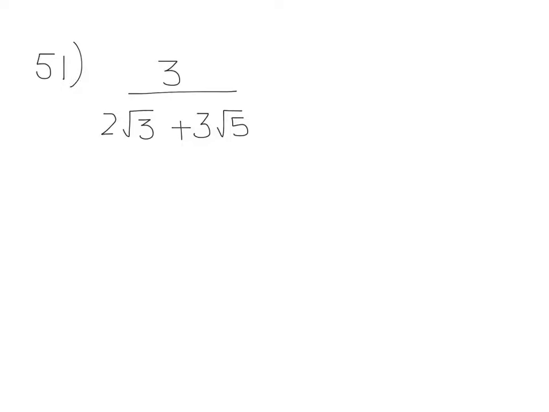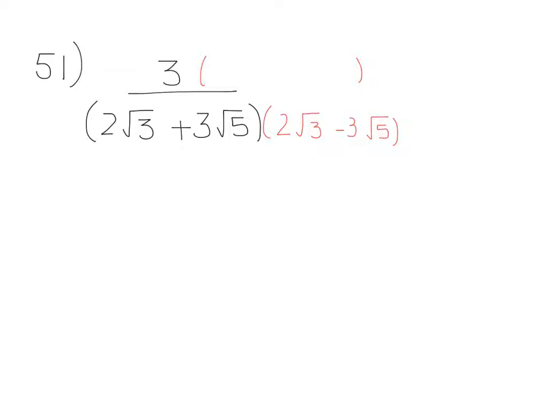This is number 51 in our Chapter 5 review, where we're asked to rationalize the denominator and simplify. When we have a denominator that has radicals in it, and those radicals are separated by a plus or a minus, we have to multiply the top and bottom of the fraction by the conjugate of that quantity in the denominator. The conjugate of 2 root 3 plus 3 root 5 is 2 root 3 minus 3 root 5.